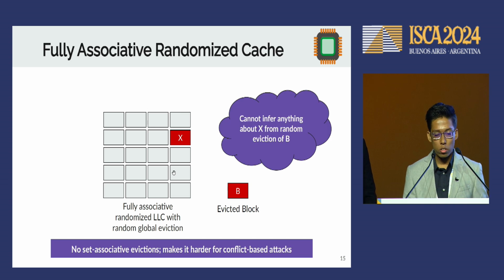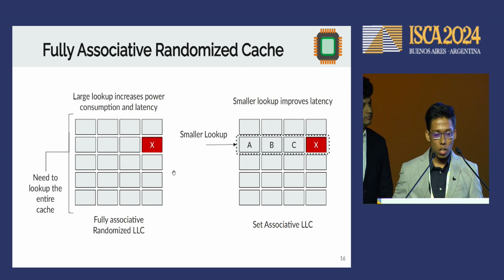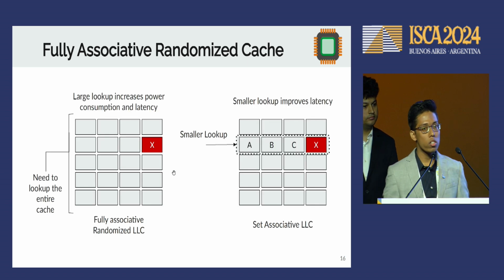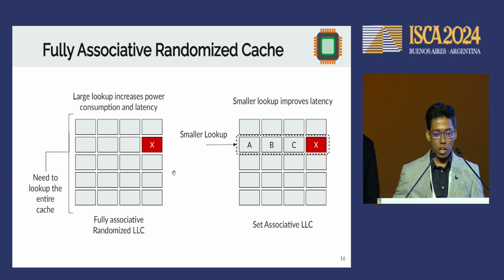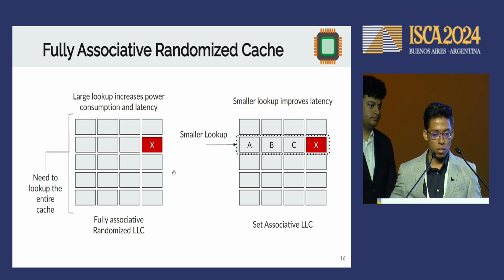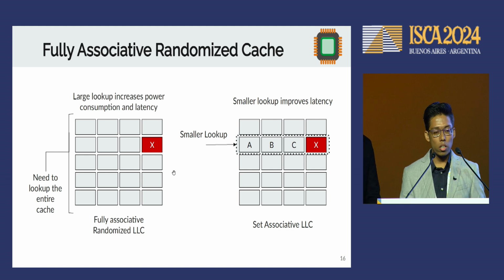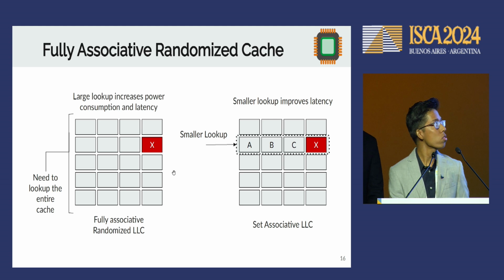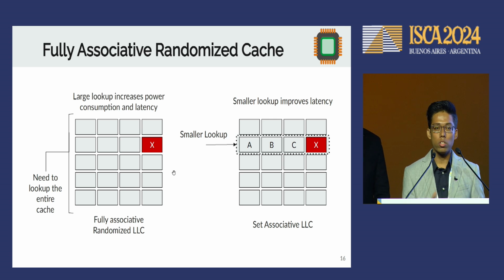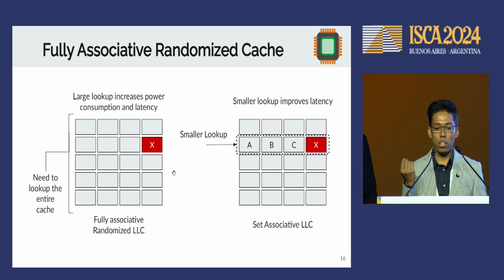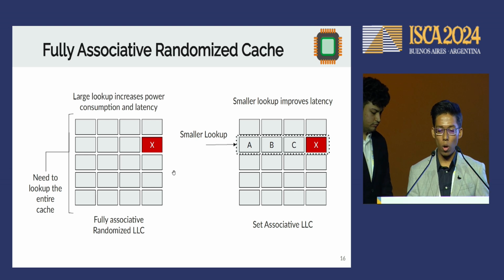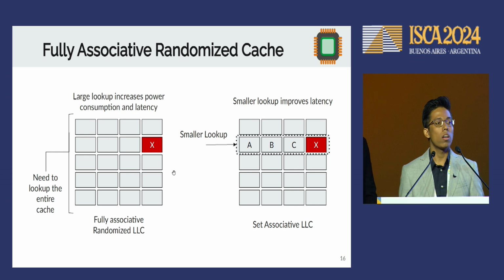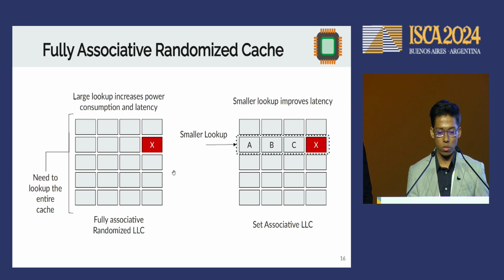So a fully associative randomized cache makes it harder for conflict-based attacks. But there's an issue with using a fully associative randomized cache, which is that it is expensive in terms of power and energy. If you consider the lookup, it has to cover the entire cache to figure out which entry we are trying to find. In a set associative cache, the lookup is pretty small because you just have to look at the particular set, so the power and latency are small. But set associative caches give you something called set associative evictions, and that poses security issues.